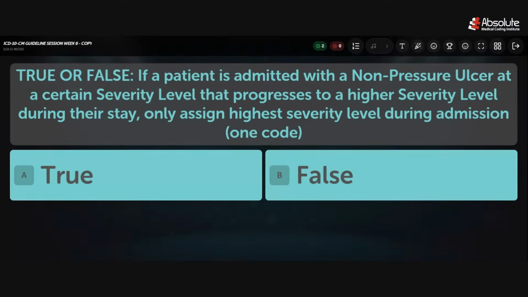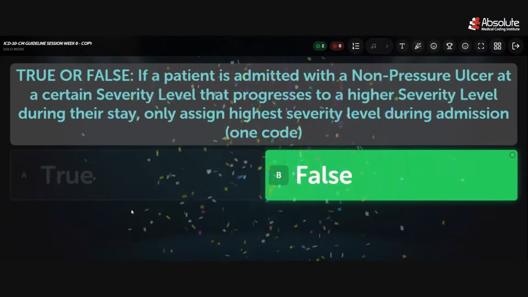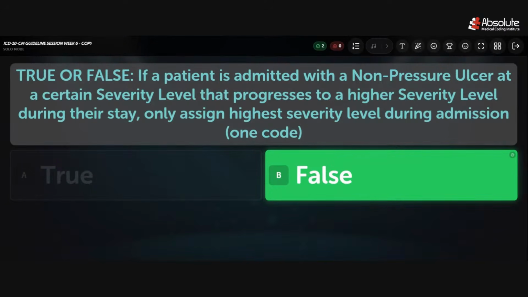Okay, so this one is going to be false. If you look in the ICD-10 book, or if you look in the MCG manual, the exact guideline is going to say if a patient is admitted with a non-pressure ulcer at a certain severity level that progresses to a higher severity level during their stay, you're going to assign two separate codes, not just one code.